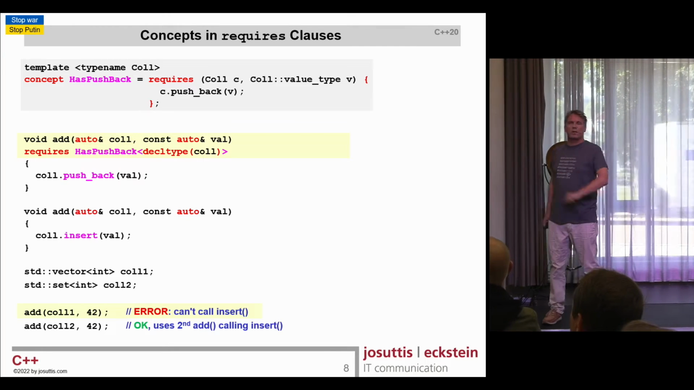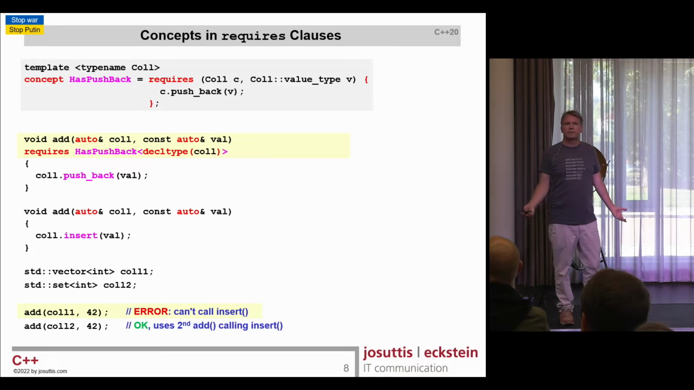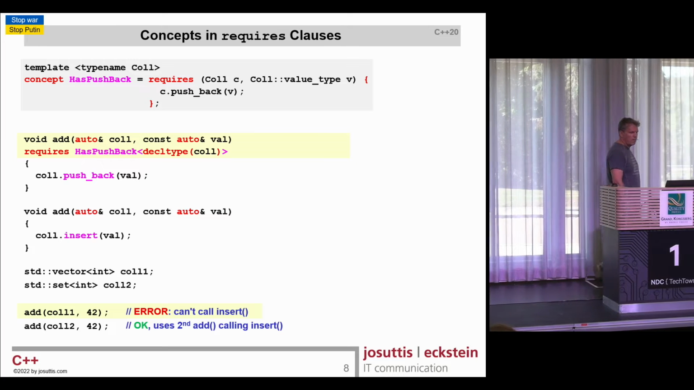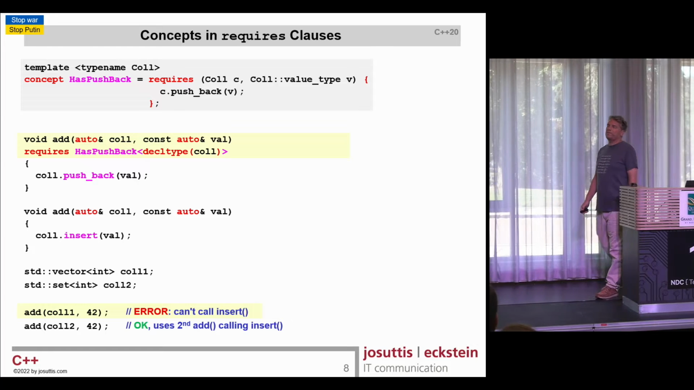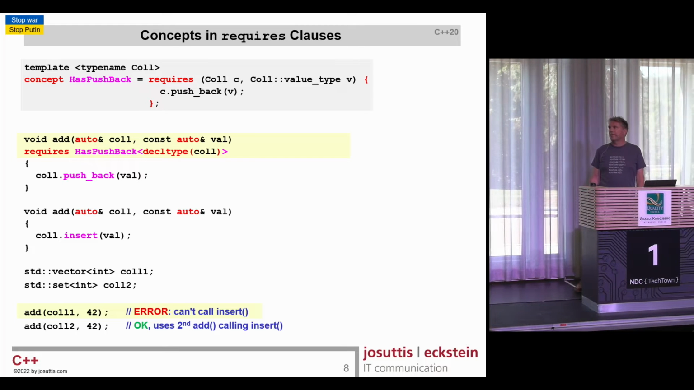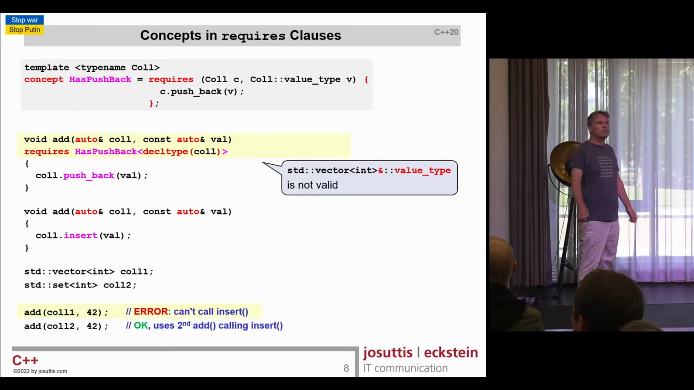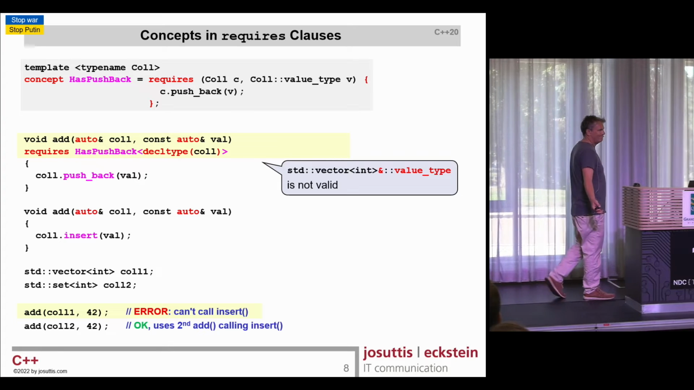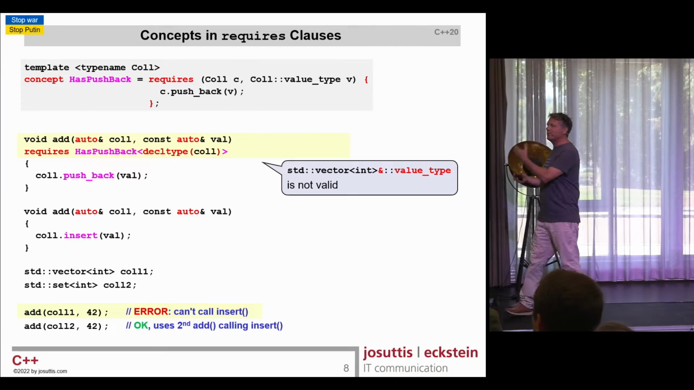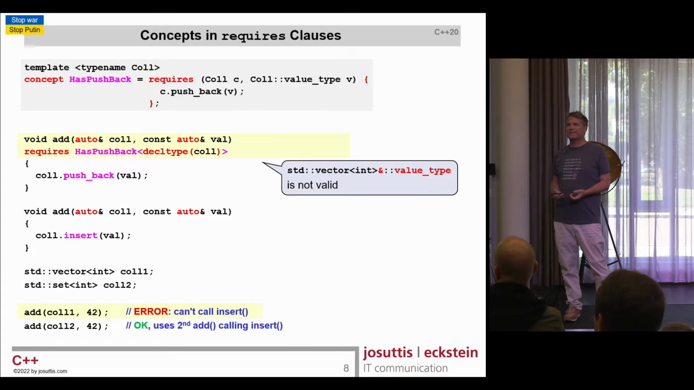Which means the first one is not available. So obviously the second one is called. Any idea why? We pass the type of the collection to has pushback. What is the type of the collection? It's a vector reference. Yes. So what you call here is vector reference colon value type. That's not valid code. Well, that's not an error, because requirements work the way that if code is not valid, the requirement is not met. So we don't see this template. We only see the second one for a vector in this case.